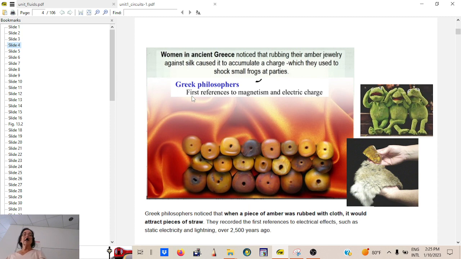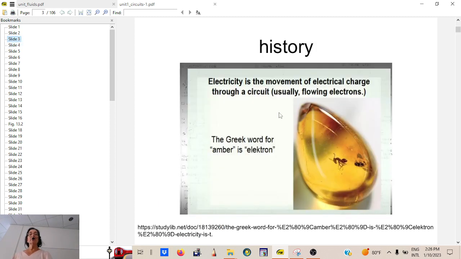The first time those experiments were recorded were by the Greeks, and they found out that if you take a piece of amber, do you know what amber is? It comes from the... Yeah, petrified wax, it's a good definition. It comes from the tree.